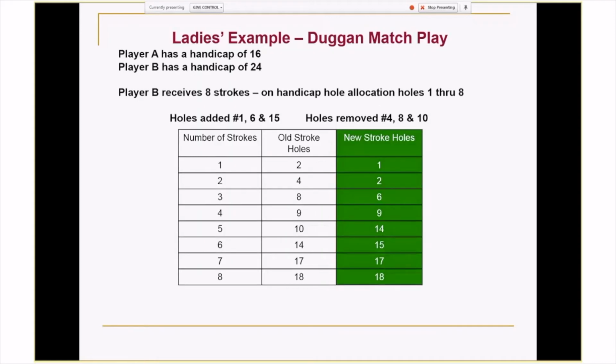If we look at our ladies Duggan match play, we can see they're similar to the men's McDonald. So if there was a stroke differential there of 8, the holes that are now included would be 1, 6, and 15, and then removed would be 4, 8, and 10.